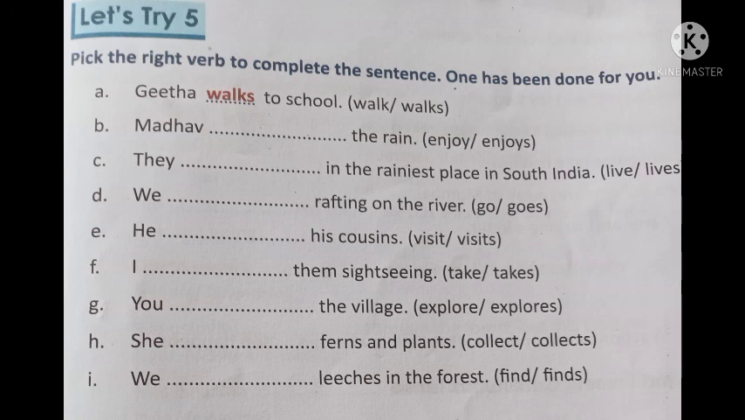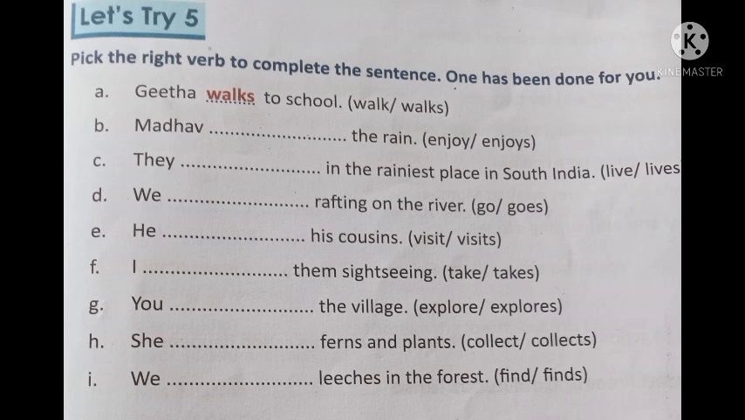in South India. And the options are live and lives. So students, cross-check your table of subjective pronouns. They is a plural subject. They is a plural subjective pronoun. So we will use the first form of verb without s or es form. And where is the answer? Live. Live is the correct answer. They live in the rainiest place in South India.